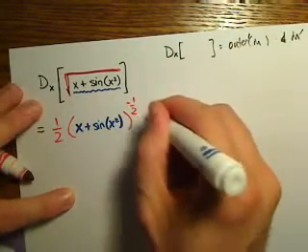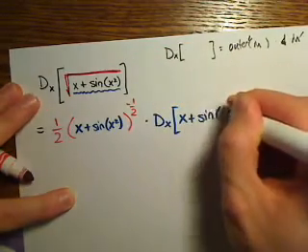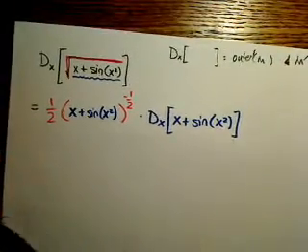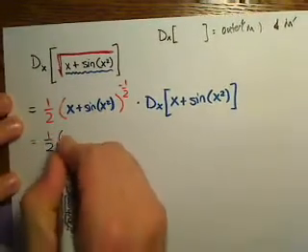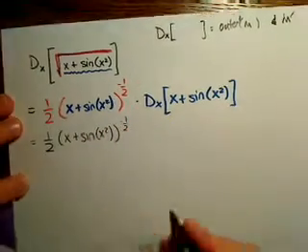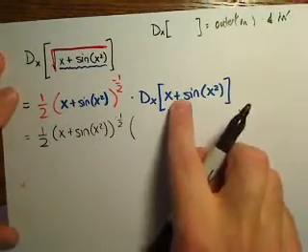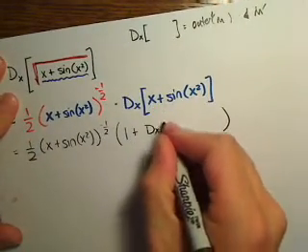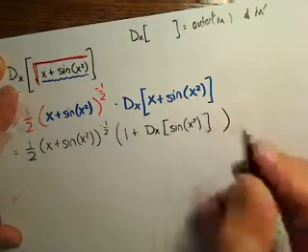And I really recommend writing it like this, not trying to do too many steps at once. You don't get bonus points for doing it in as few pencil strokes as possible. Let's simplify this a bit. That's 1/2 times x plus sine of x squared to the negative 1/2 times big old parentheses. All right, well, that's a sum rule, so 1 plus the derivative of sine of x squared. Well, that sounds like that's going to be messy, so I'm just going to put that in as a placeholder for the moment.